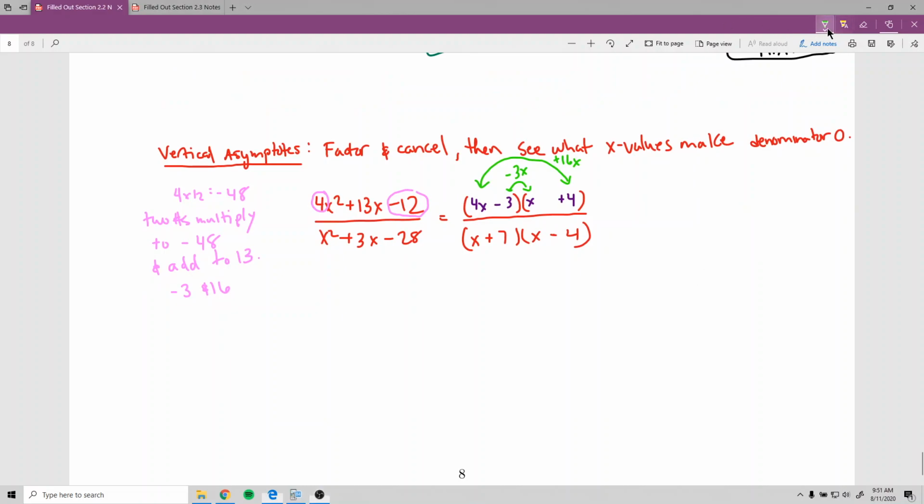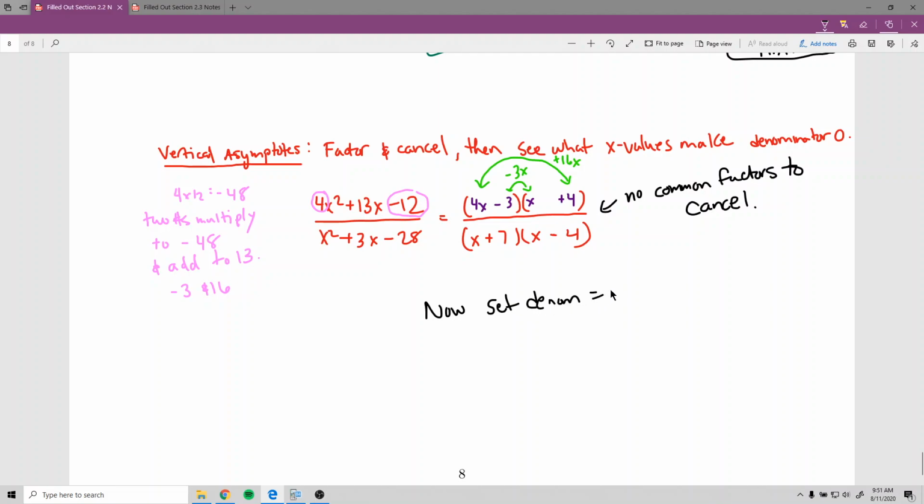Right. Now, we cancel out if we can, and you'll notice there's no common factors. Yours might have some common factors, but mine does not. So once you cancel out, or if there's nothing to cancel out, now set the denominator equal to 0 and solve for the remaining x values. Those are the vertical asymptotes.